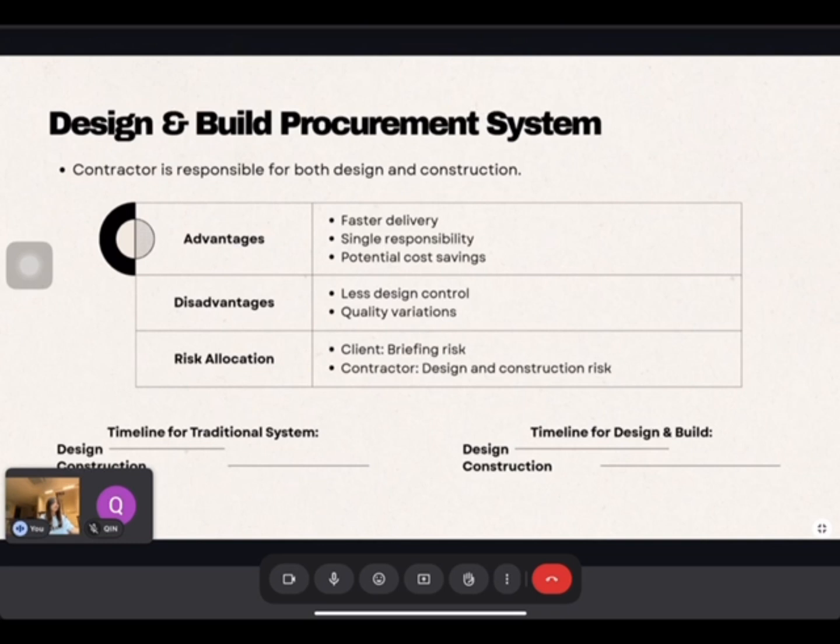Regarding the risk allocation, the client holds the briefing risk while the contractor is responsible for both design and construction risks. You can see the timeline for both systems are different. Because the design and construction overlap, these methods are faster than the traditional.